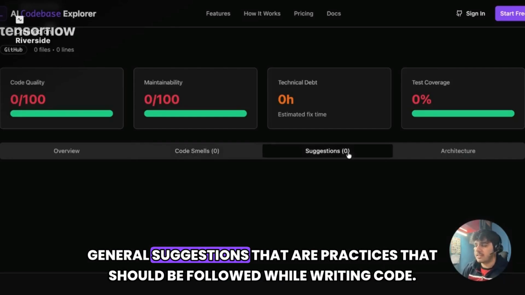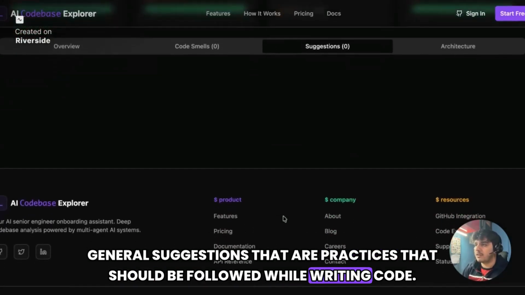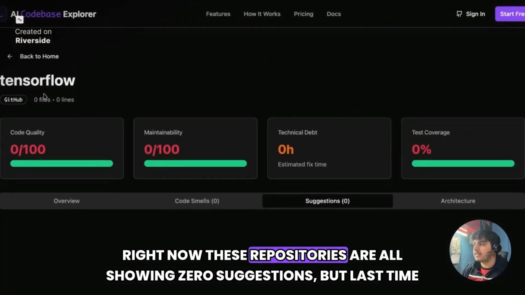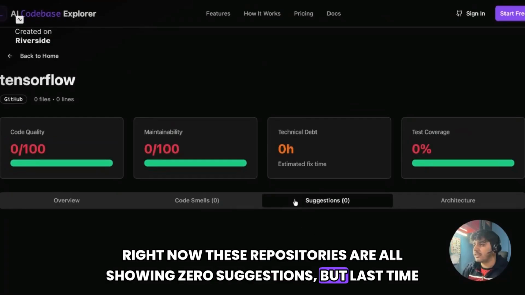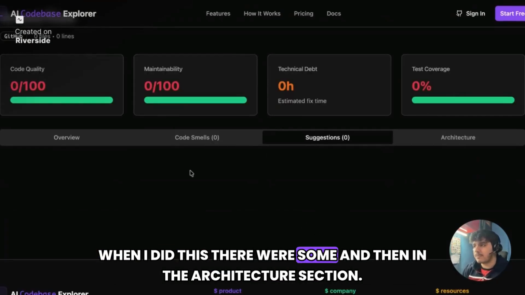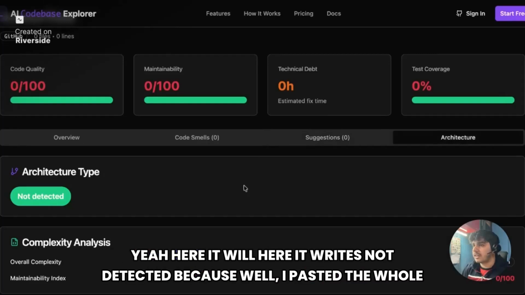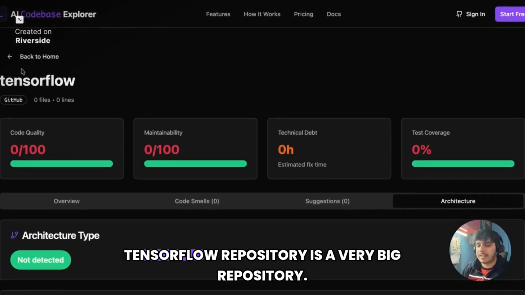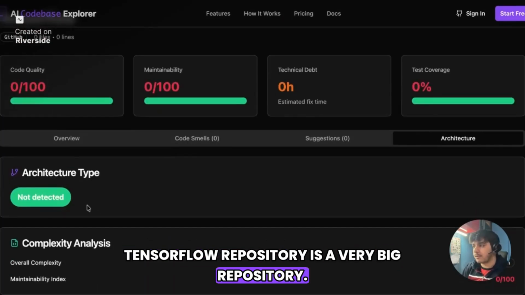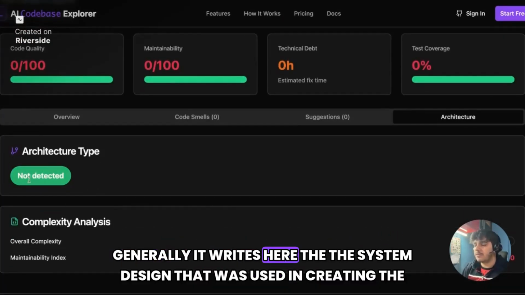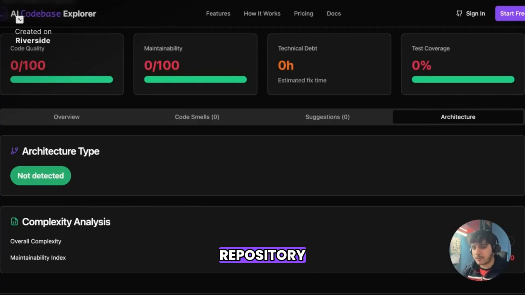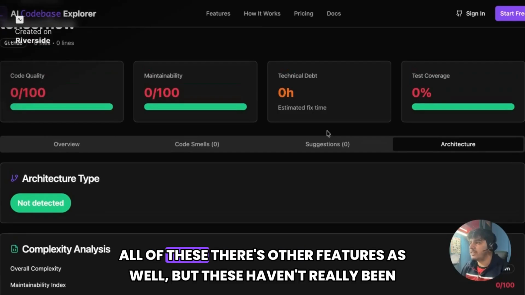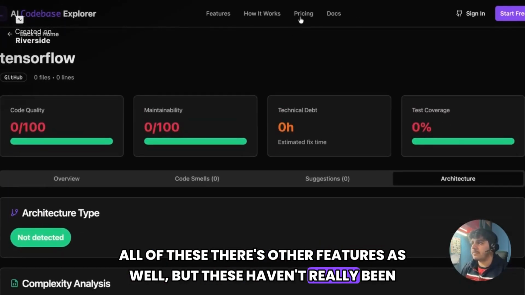Suggestions here are general suggestions, practices that should be followed while writing code. Right now, these repositories are all showing zero suggestions, but last time when I did this, there were some. And then in the architecture section, here it writes not detected because I pasted the whole TensorFlow repository. This is a very big repository. Generally, it writes here the system design that was used in creating the repository. So that is mainly it. There are other features as well, but these haven't really been implemented yet.